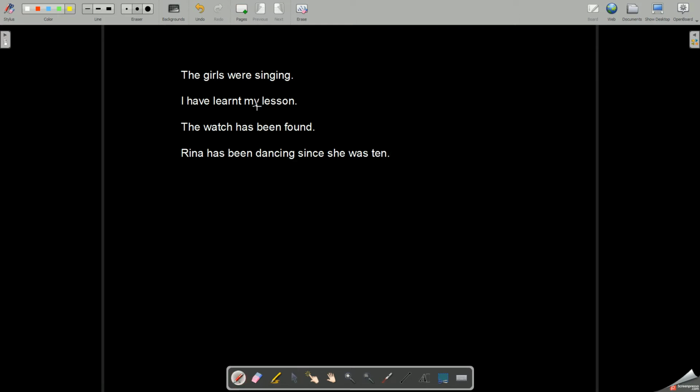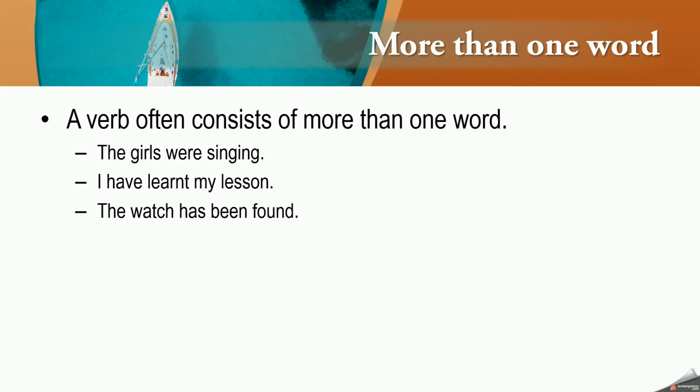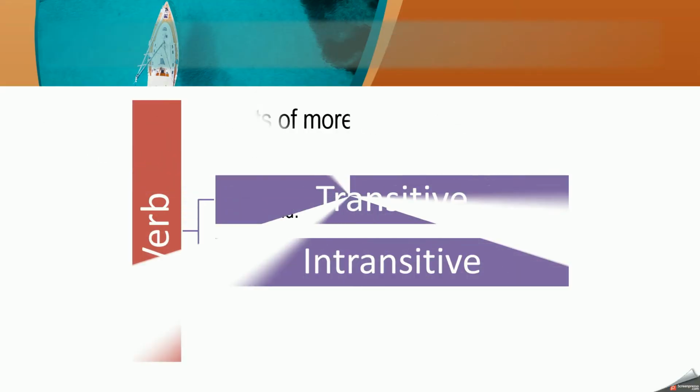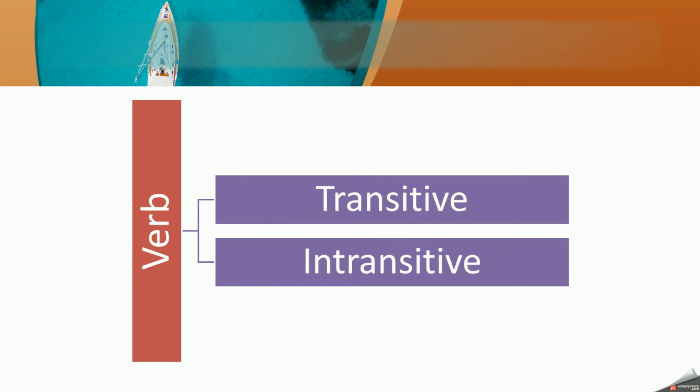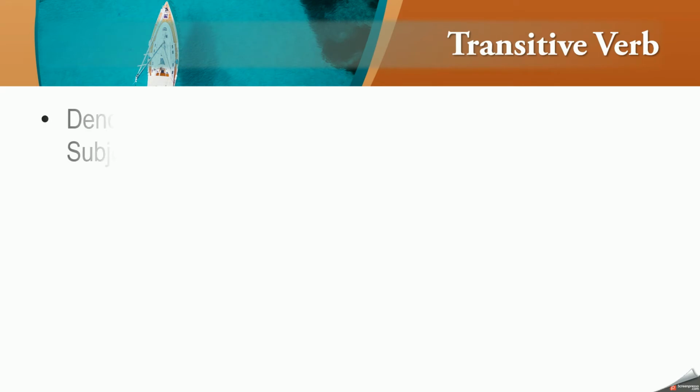So all these words, like were singing, two words are used to describe the action. I have learnt my lesson. The watch has been found. Reena has been dancing. So sometimes verbs are used, verbs often consist of more than one word. Now there are two types of verbs, transitive and intransitive. Let's see what are transitive verbs.